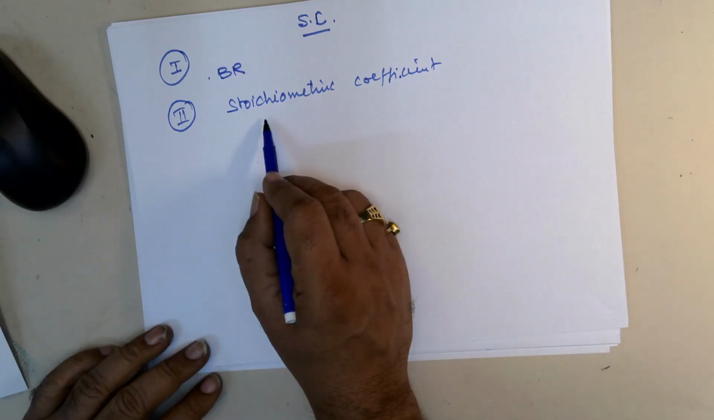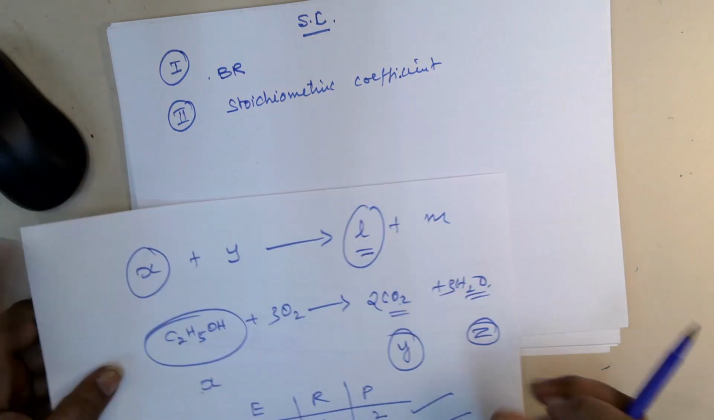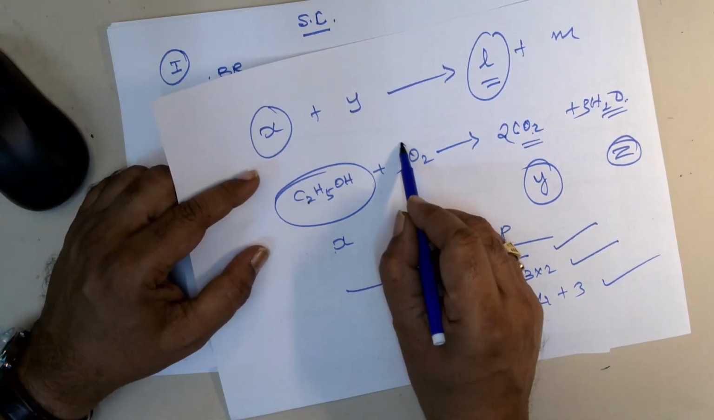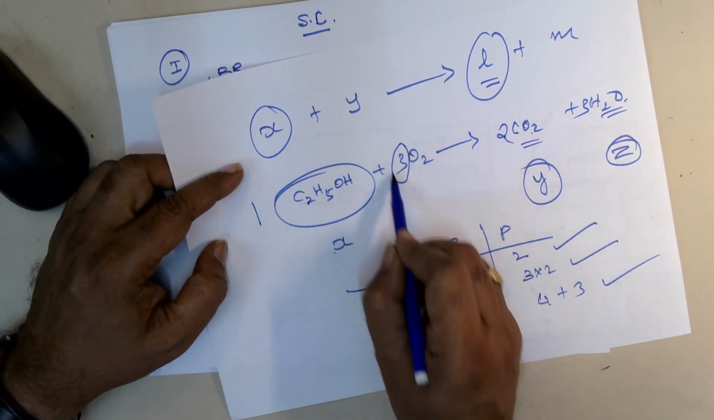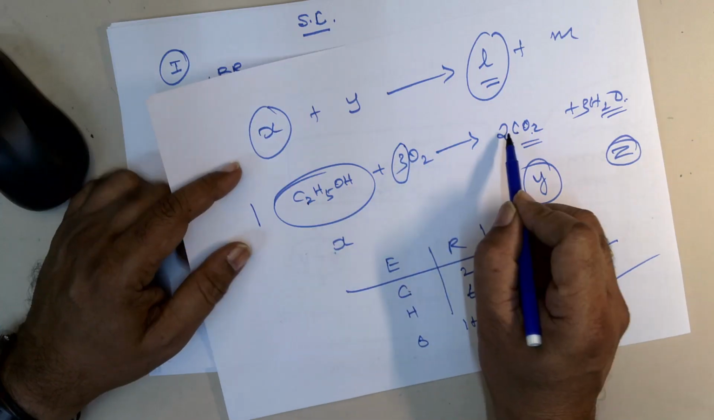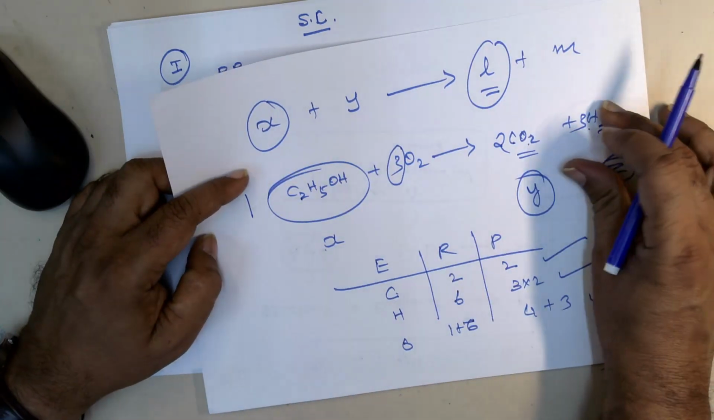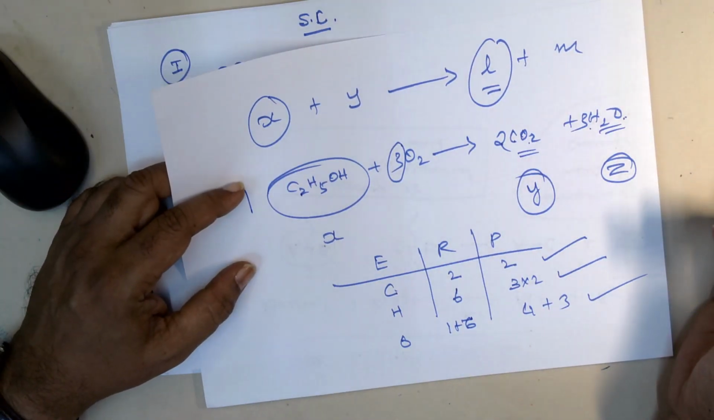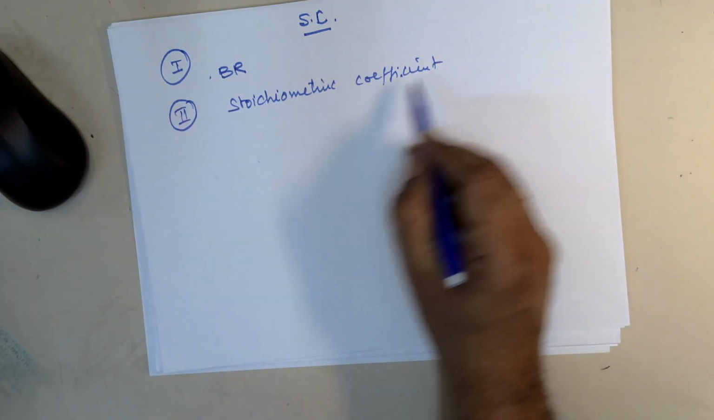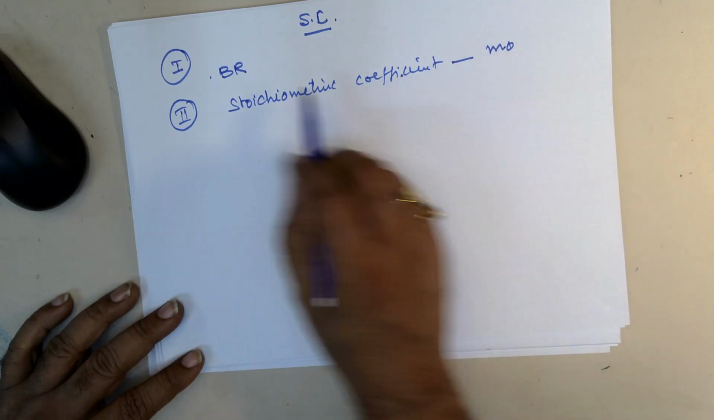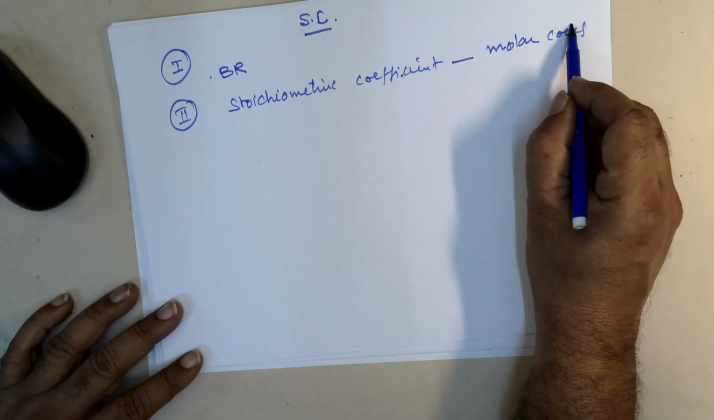Second, we have to set up the stoichiometric molar coefficients. So these are the molar coefficients. That is, 1 mole of ethanol reacts with 3 moles of oxygen to form 2 moles of carbon dioxide and 3 moles of water. So these are the stoichiometric coefficients, the molar coefficients of the balanced chemical reaction. So do you understand? What we are doing here is balancing and achieving the molar coefficients of the balanced reaction, right?